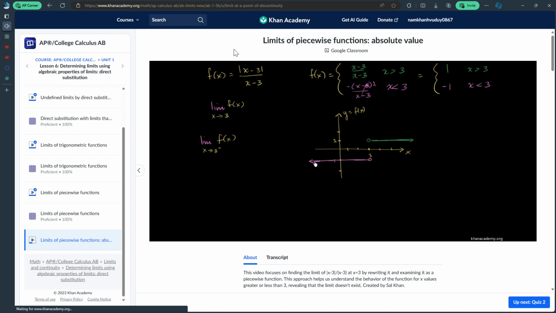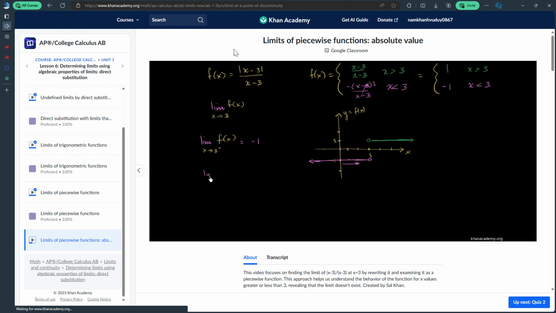So in this case, if we start with values lower than 3, as we get closer and closer and closer, so say we start at 0, the f of x is equal to negative 1. We go to 1, f of x is equal to negative 1. We go to 2, f of x is equal to negative 1. If you go to 2.999999, f of x is equal to negative 1. So it looks like it is approaching negative 1 if you approach from the left-hand side.